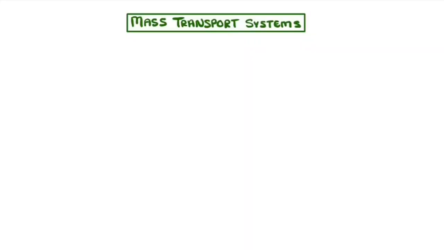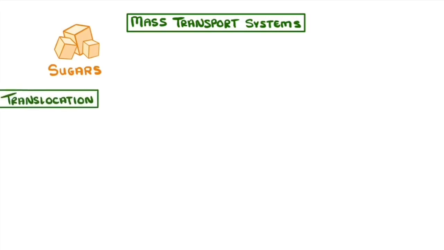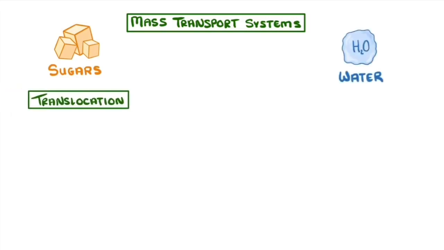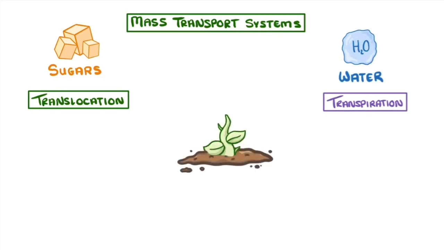Transport systems of plants. We'll explore how they transport their sugars, which is known as translocation, and their water through transpiration. Plants make their own sugars through photosynthesis, but all of this photosynthesis happens in the leaves. So in order to share these sugars with the rest of the plant, so that they can be used for energy, they have to be transported somehow.